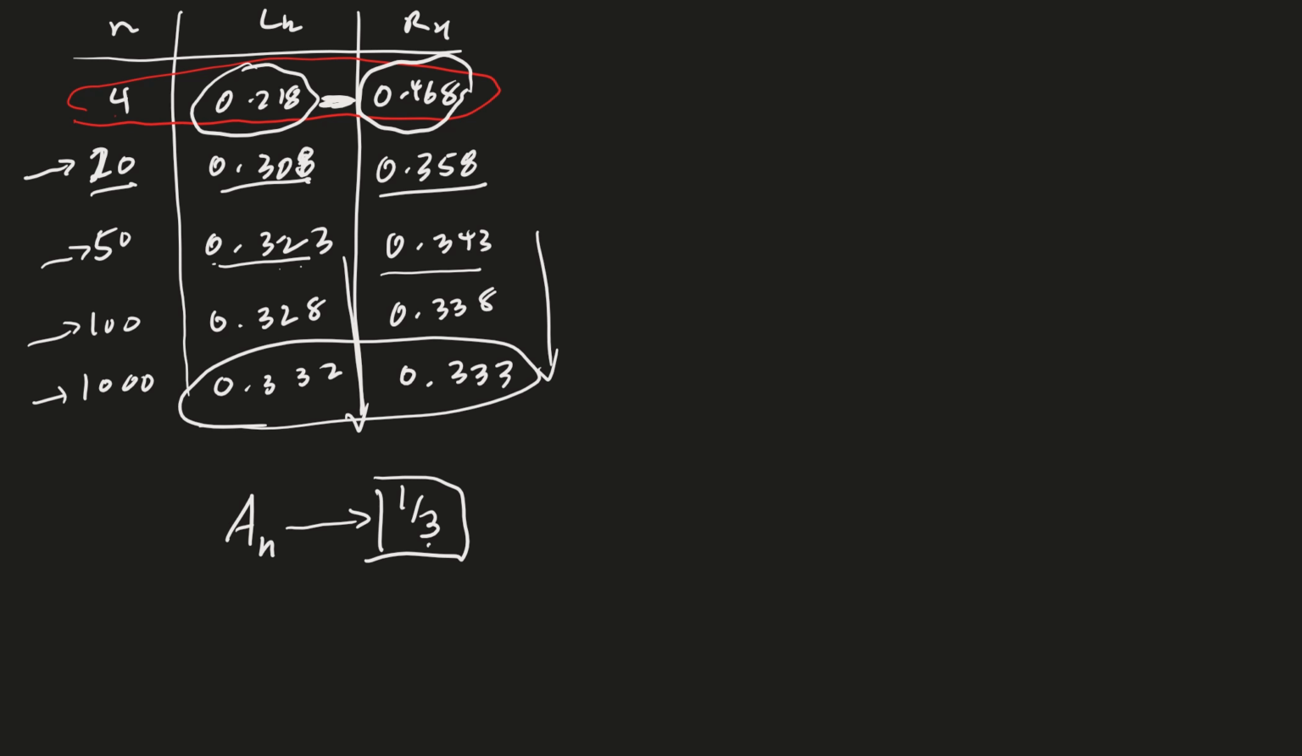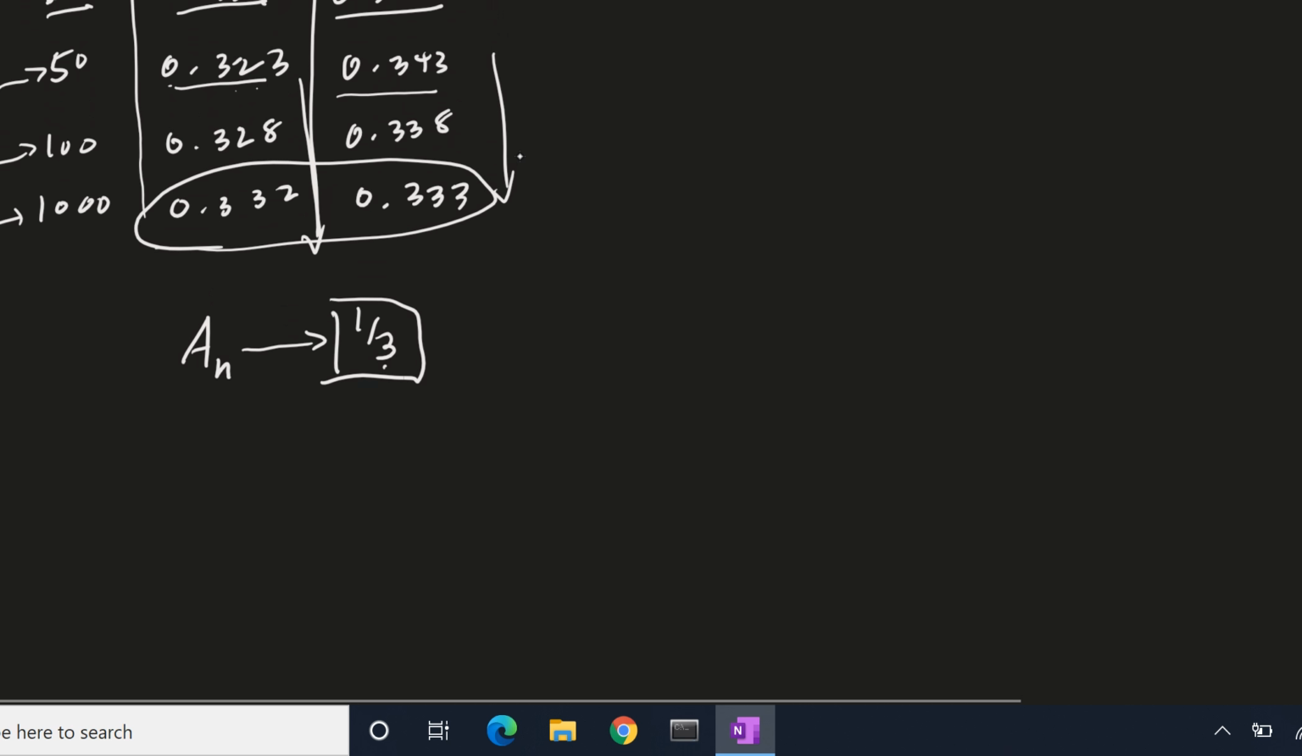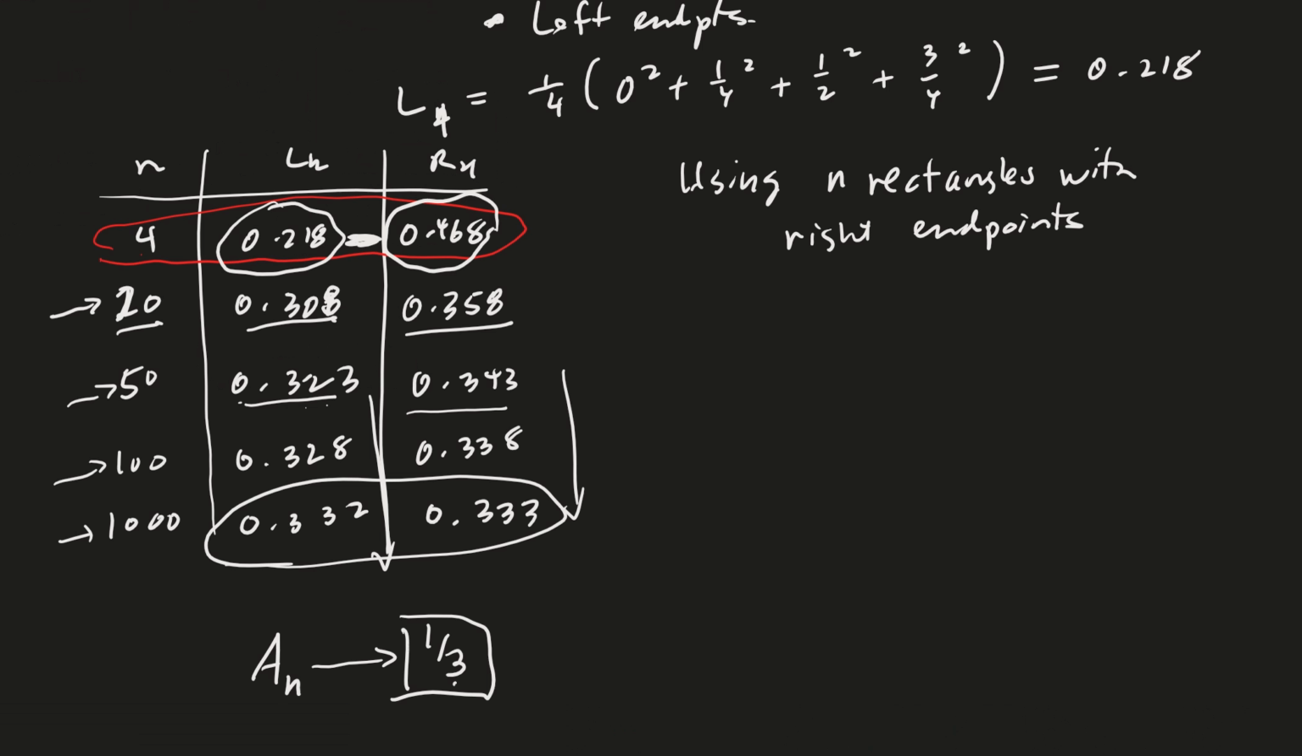Good. Now, let's see if we remember our Appendix E. Let me pause this for a second while I set things up. Okay, so using n rectangles with right endpoints, what are my right endpoints going to be? What's the area going to be? Well, the first right endpoint is going to be 1 over n, right? The next one's going to be 2 over n. The next one's going to be 3 over n. And so at the very end, we'll have an n over n for the last right endpoint.